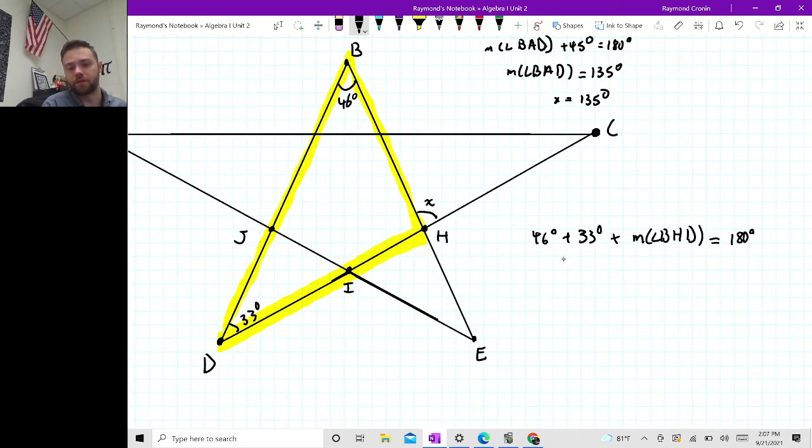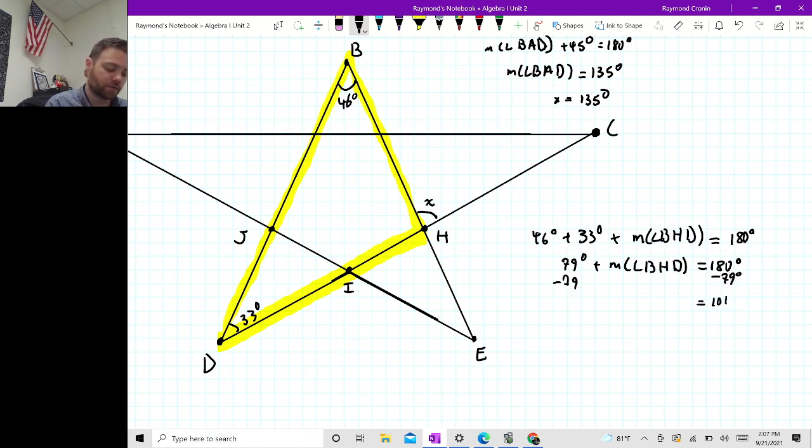So 46 plus 33 is 79. So then I subtract 79 from both sides of the equation. So that gives me 101. So this angle here, this missing angle, is 101 degrees. So we know that 101 degrees and X are a linear pair, so they have to add to 180. So X would have to be 79 degrees.